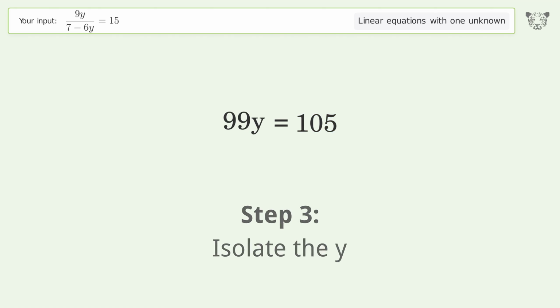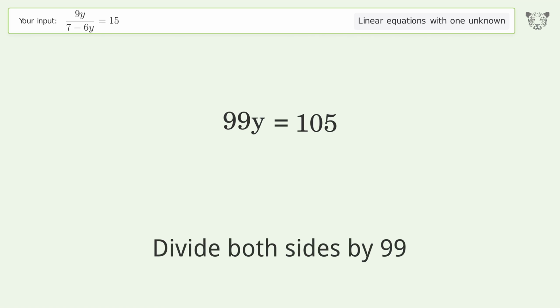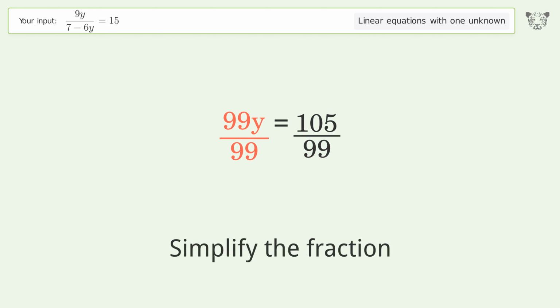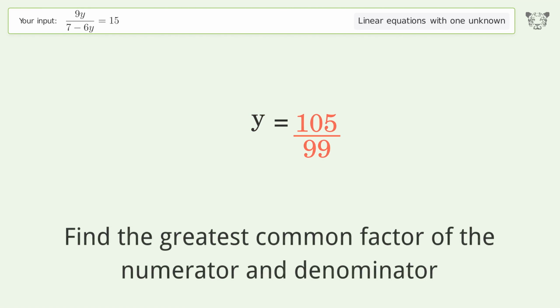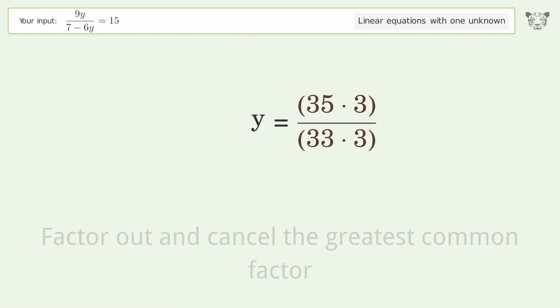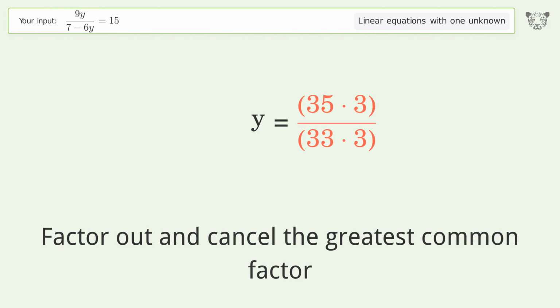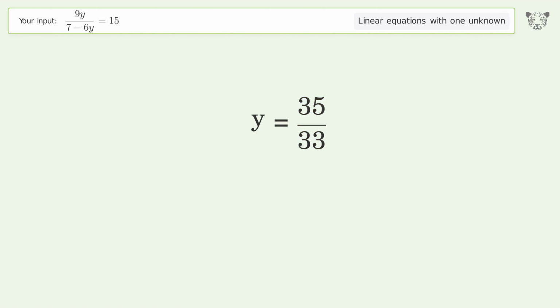Isolate the y. Divide both sides by 99. Simplify the fraction. Find the greatest common factor of the numerator and denominator. Factor out and cancel the greatest common factor. And so the final result is y equals 35/33.